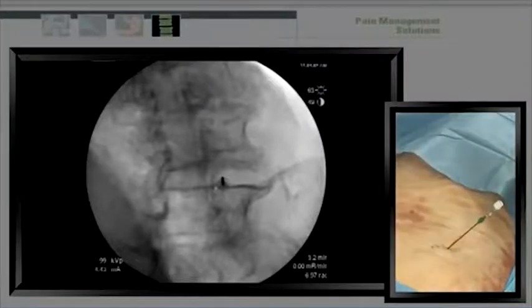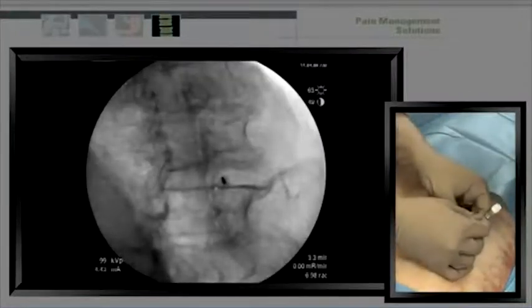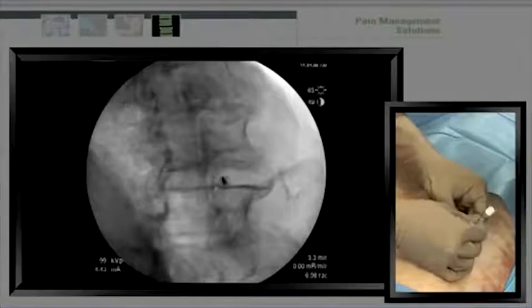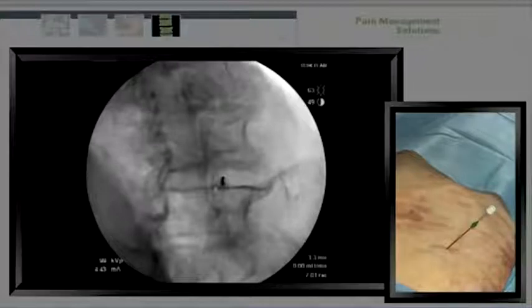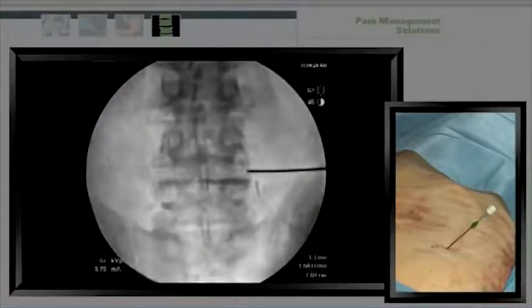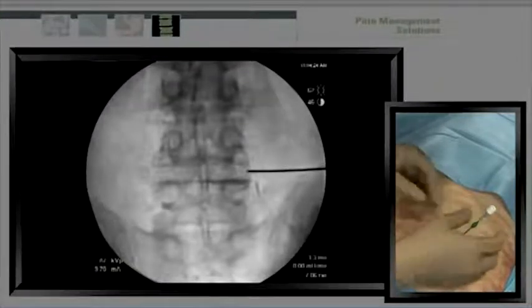Once that coaxial approach is obtained, I keep moving the needle forward until I enter the disc. Typically, once you've entered the disc, a slightly different consistency is noted. Once I feel that I'm in the annulus of the disc, I obtain an AP view. And here you can see that I've entered just the outskirts of the annulus fibrosis.